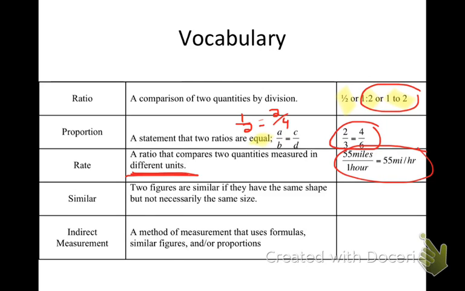And then indirect measurement, this is what we're going to talk a lot about today. Indirect measurement is a method of measurement that uses formulas, similar figures, and proportions. We're going to talk about using similar figures and proportions today.